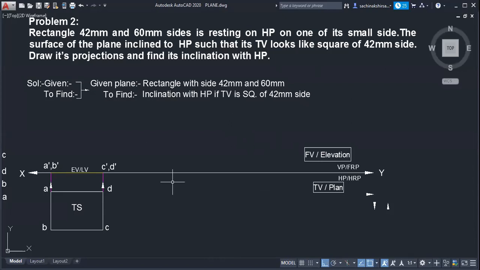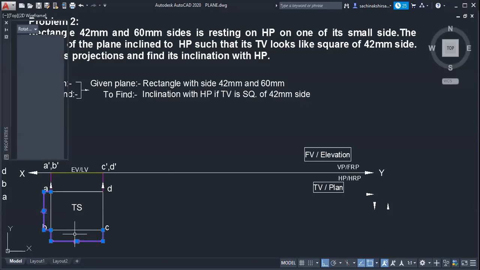Description of the apparent shape is given. How its apparent shape looks is given in the problem: a square. So what do we have to do? Here the dimensions also we have to give. Whatever dimensions are there, we also have to mention.